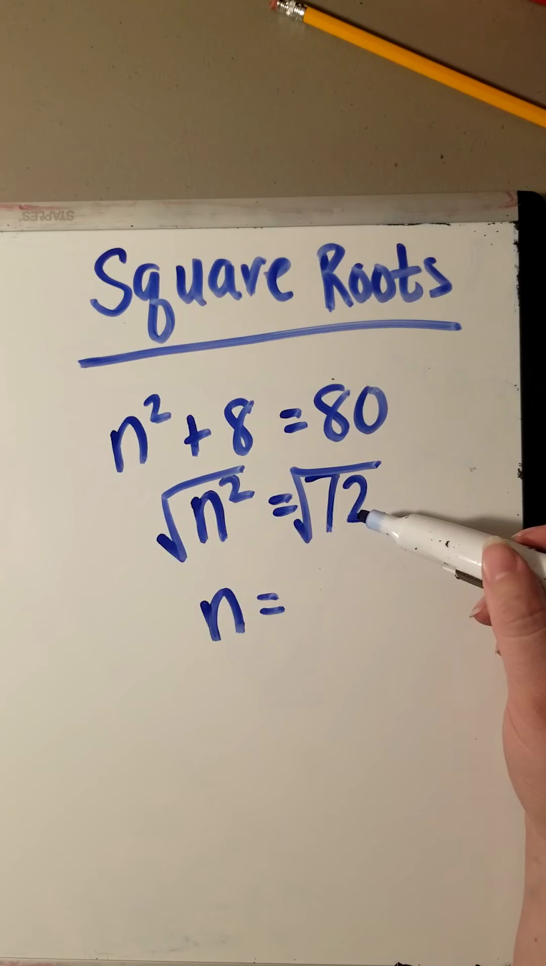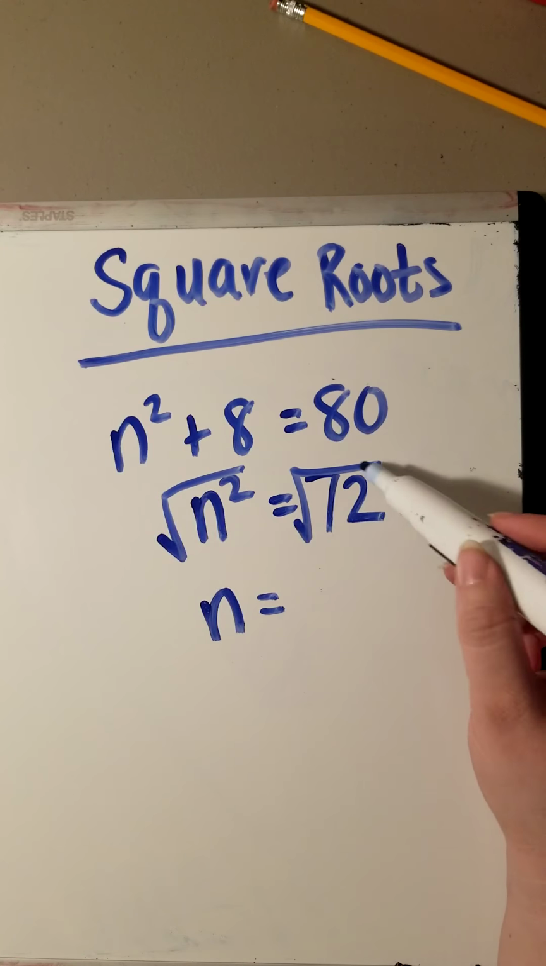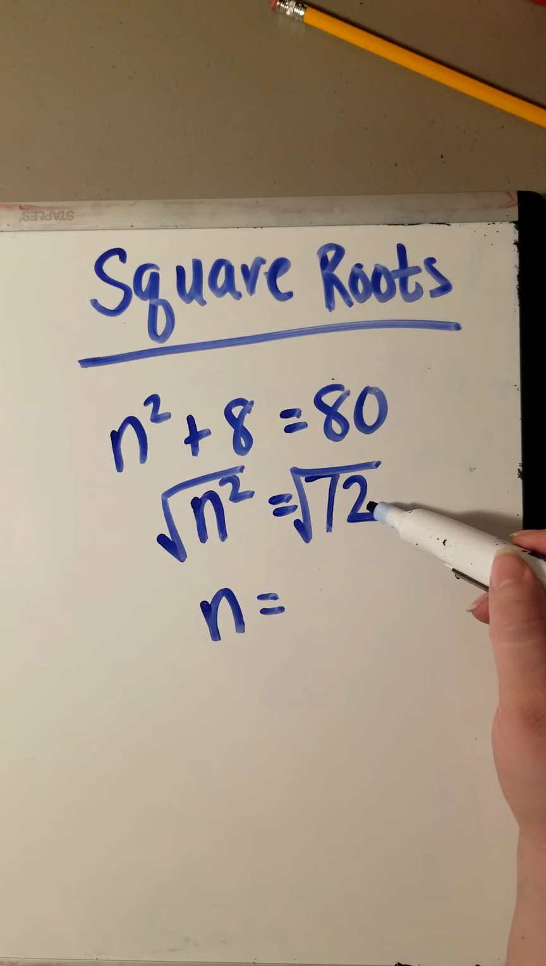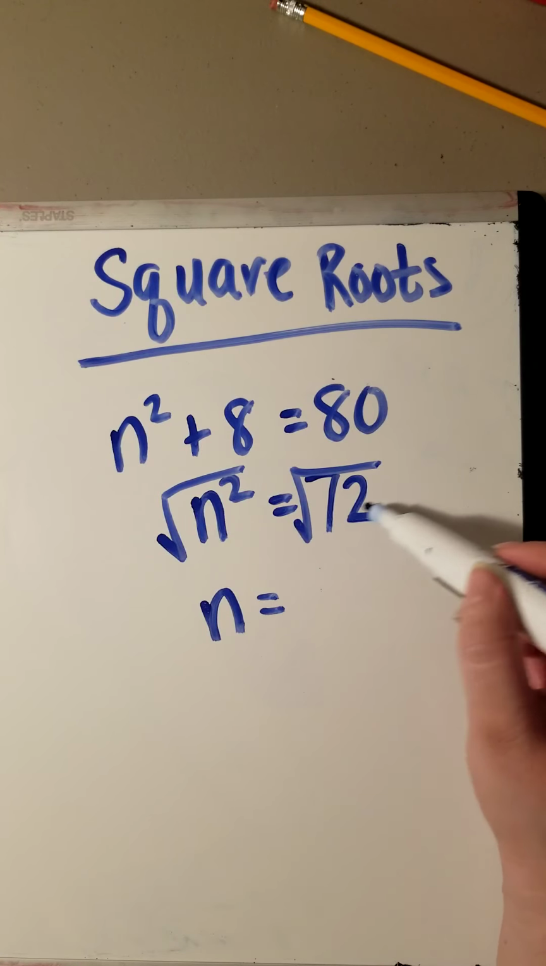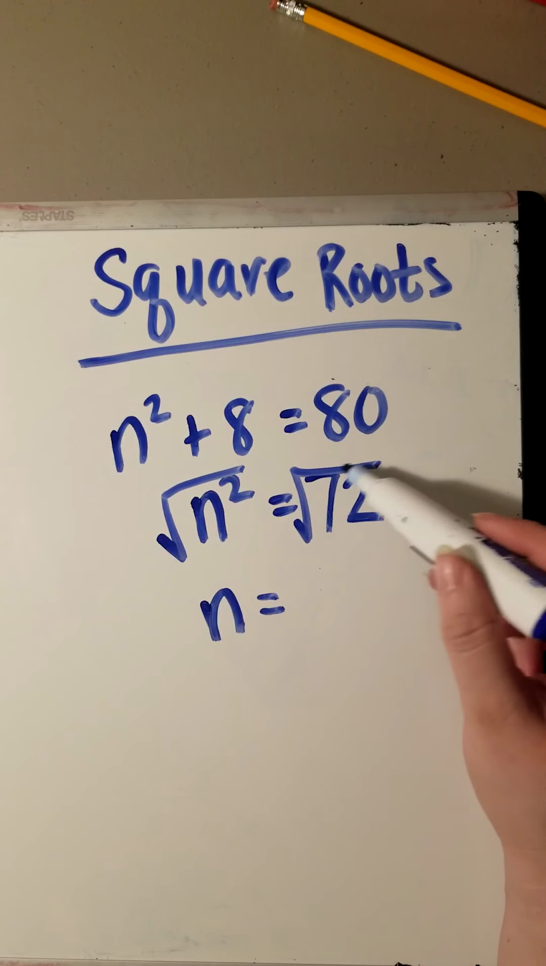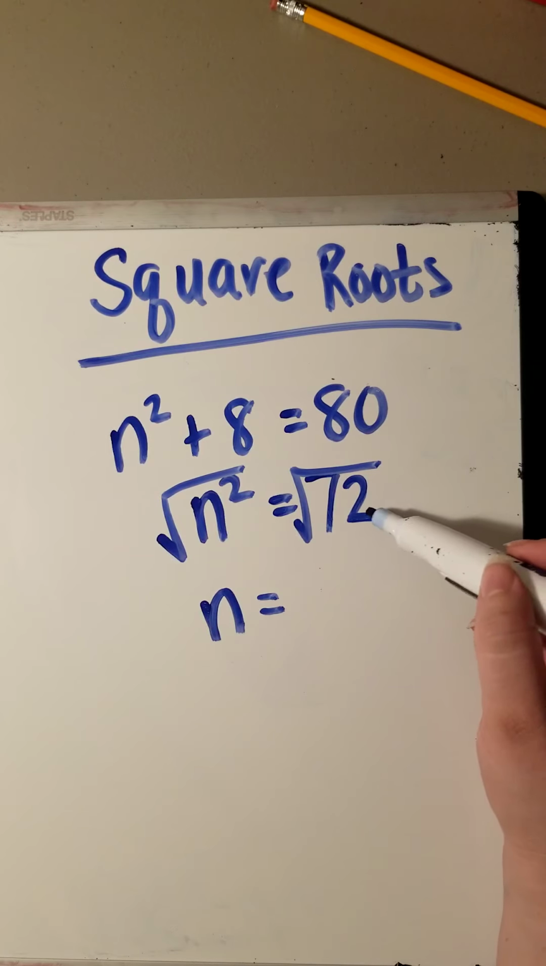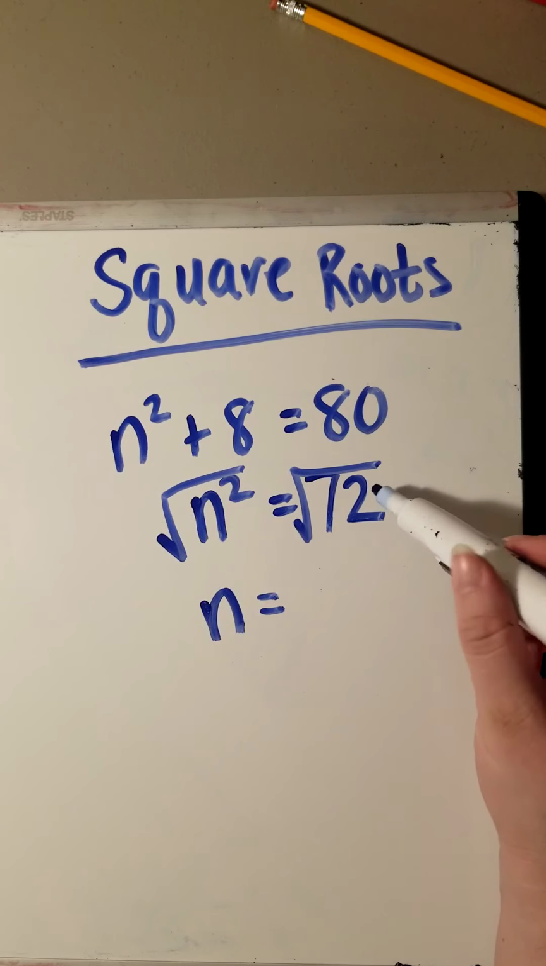3 times 3 is 9. 4 times 4 is 16. As you get up here, you've got 8 times 8 is 64. 9 times 9 is 81. So you totally skip this 72. There isn't a number that this would easily be.